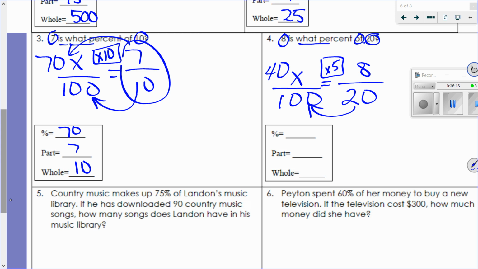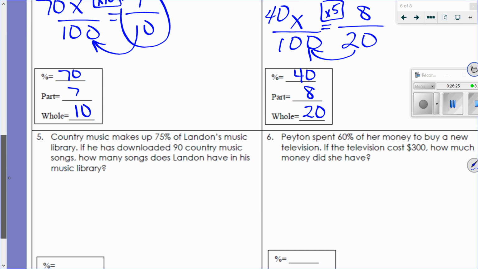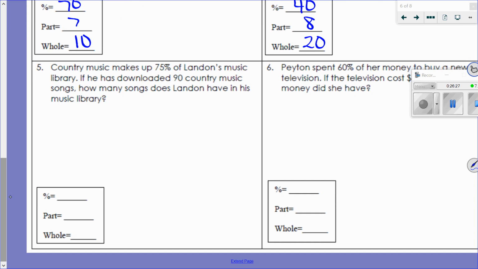What was our percent? 40. What's our part? What's our whole? Okay. Now, just because Ayana embarrassed me in front of the entire world, we're going to let you guys struggle a little bit and try to figure out these two on your own. There's no timer, but we're going to give you guys about 5 minutes.